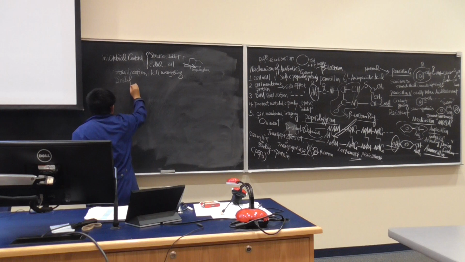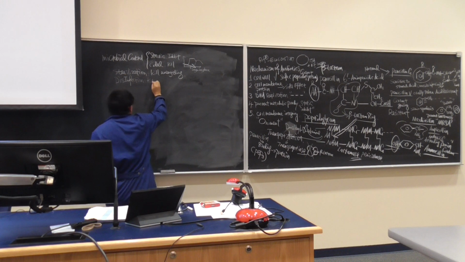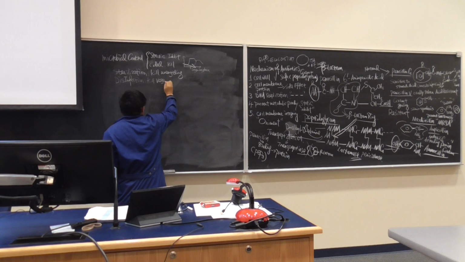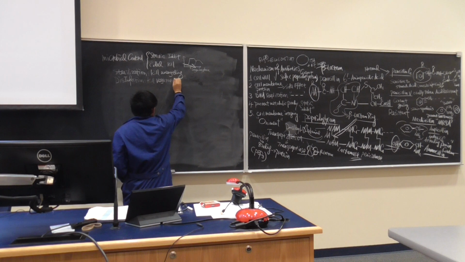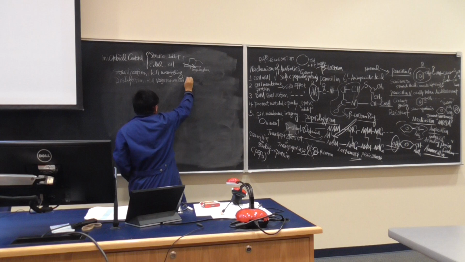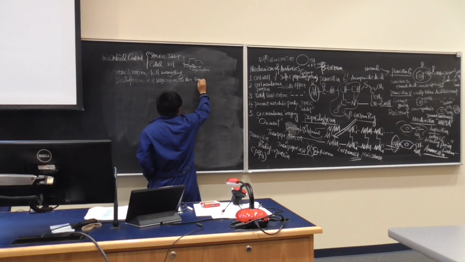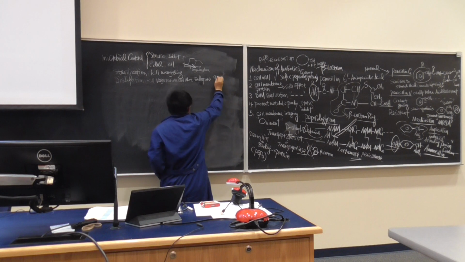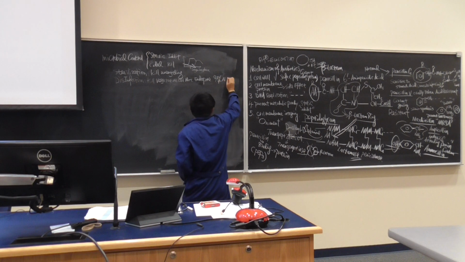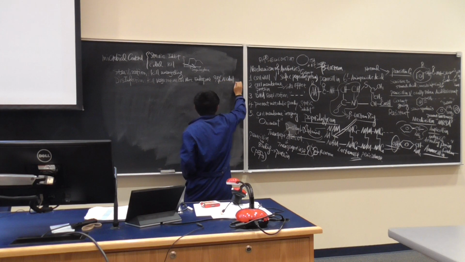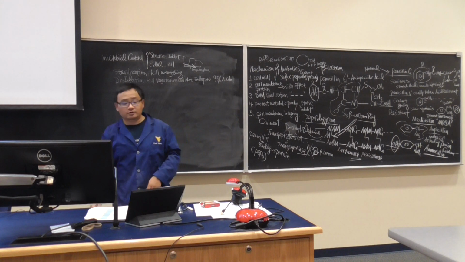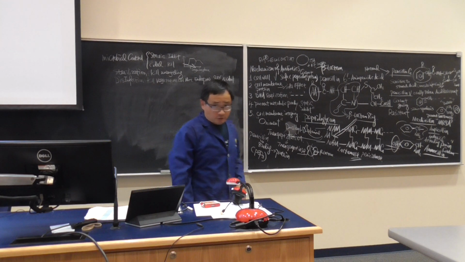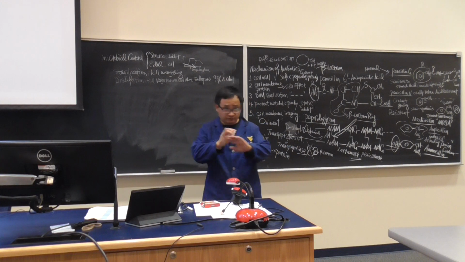Okay, the second one, disinfection. Disinfection usually kills vegetative cells, not endospores. So what is going to be a good example? 95% alcohol. We are using 95% alcohol in the lab as a disinfectant. Endospores are not killed, but vegetative cells all die.